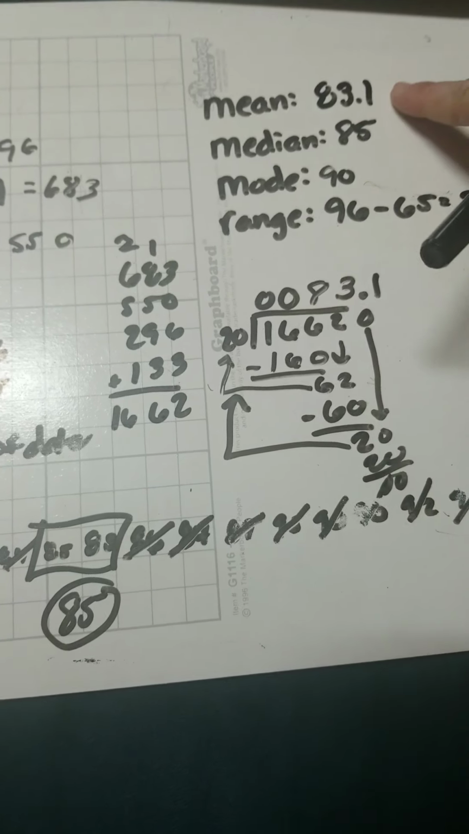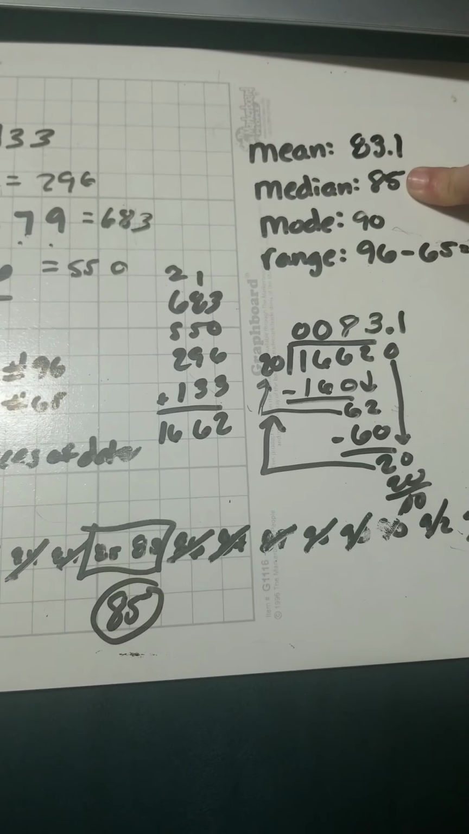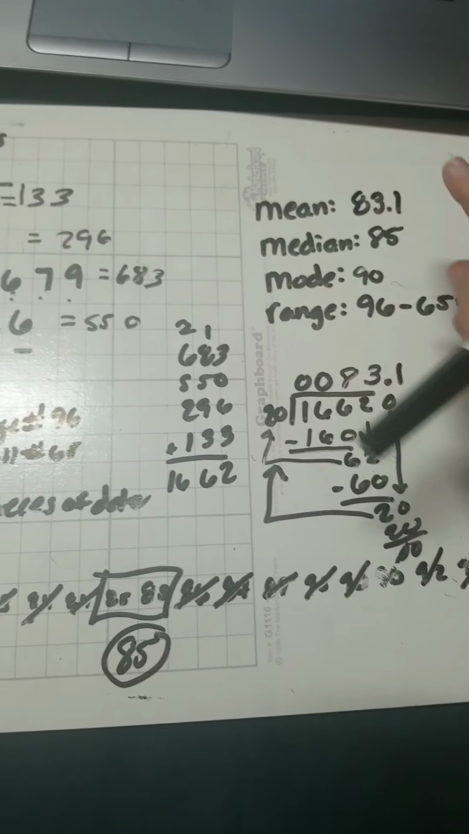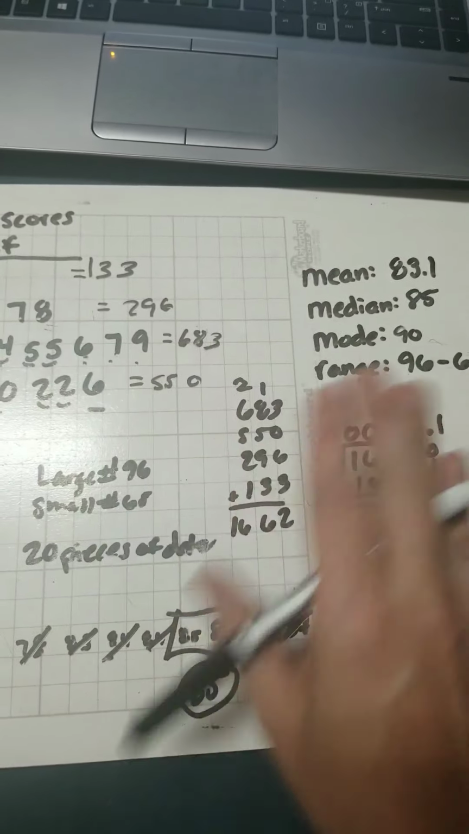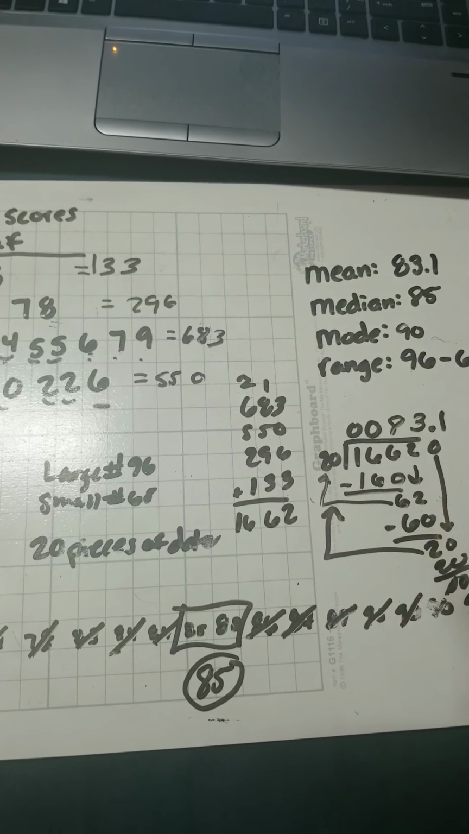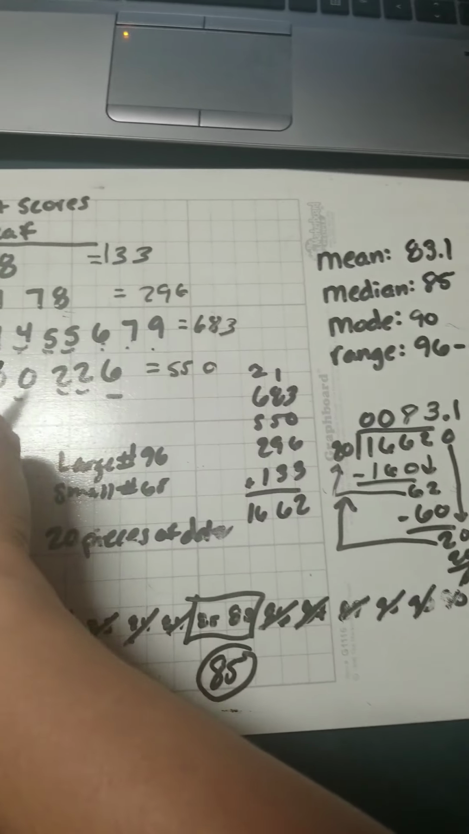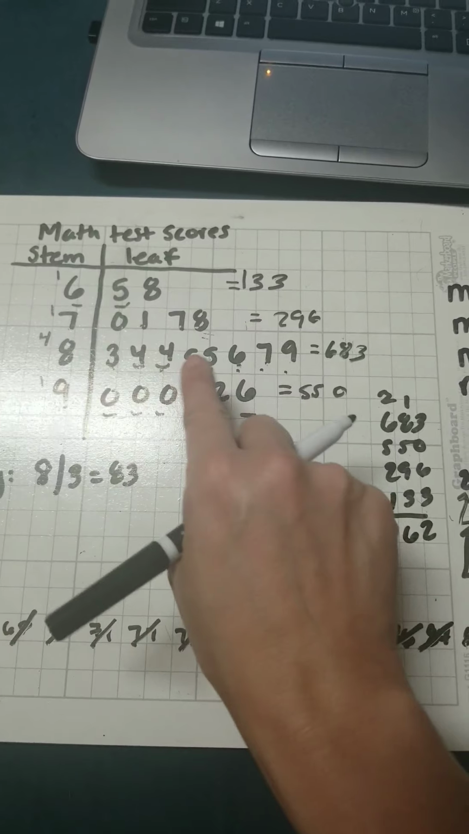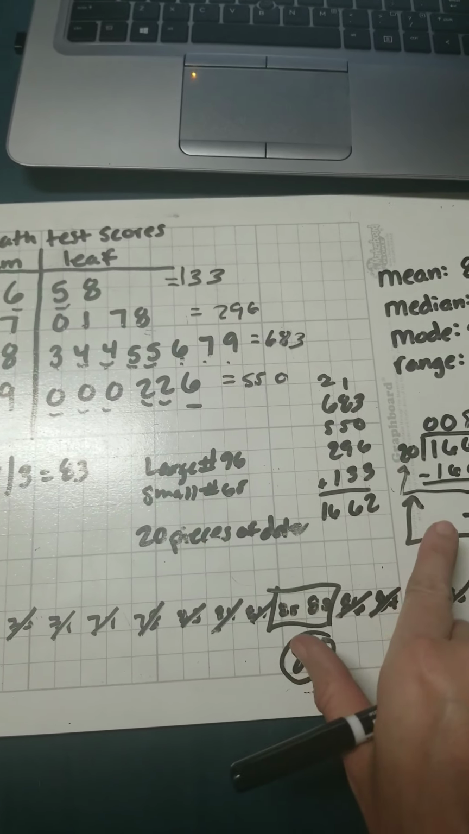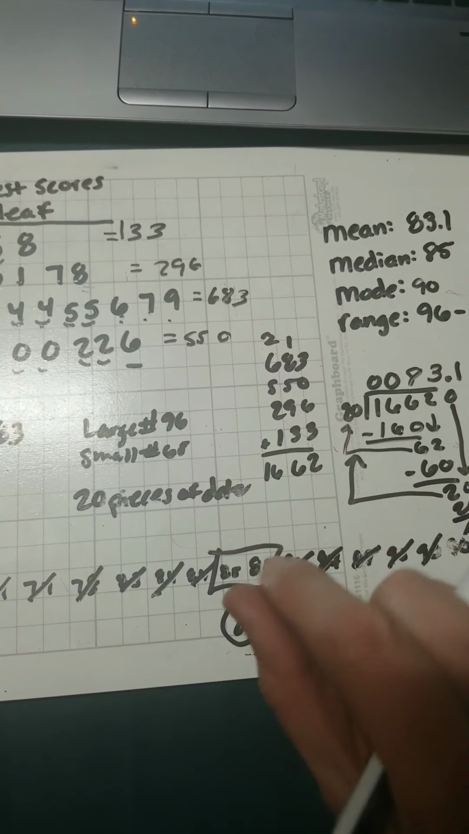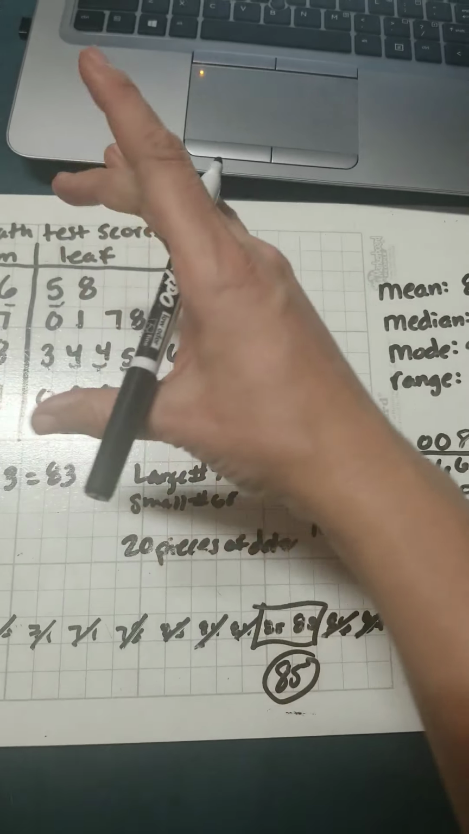So 83.1 is relatively close to 85. So I know that my group of data is accurate and matches, and I didn't mess anything up. If you want, you can go back, you can use a calculator and add all of those together, divide it by 20, and then see if you get the same answer, which you will. I just kind of did it a faster way.